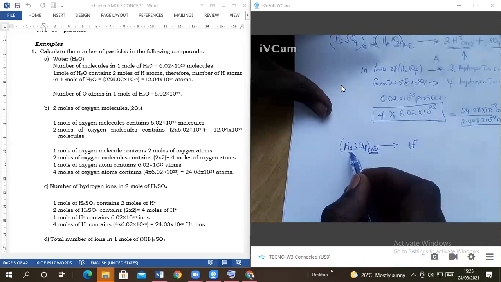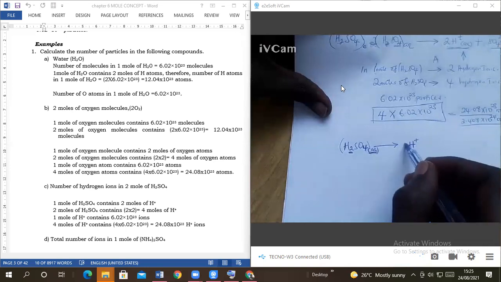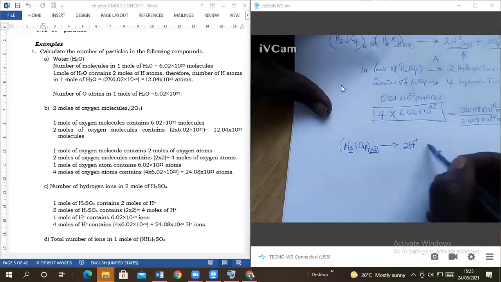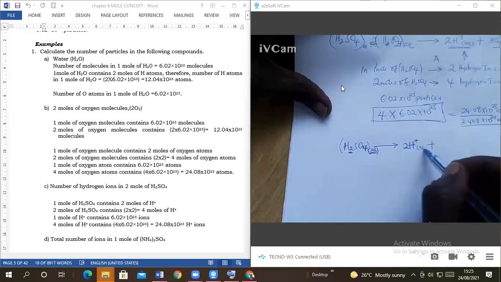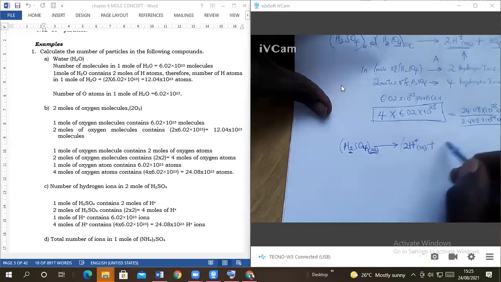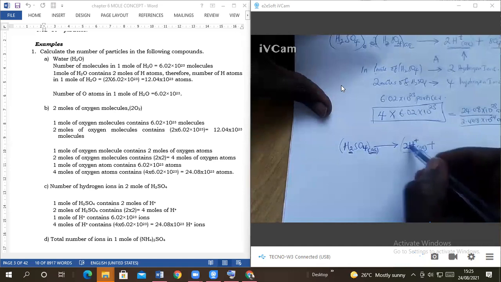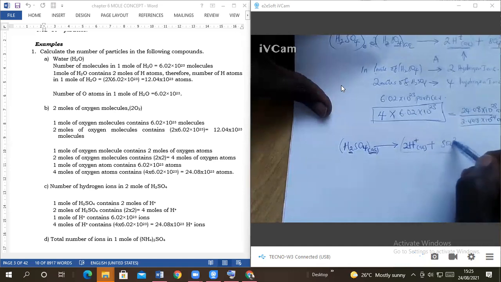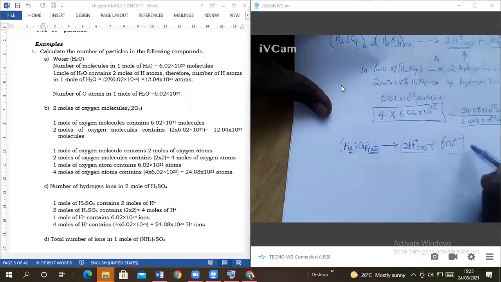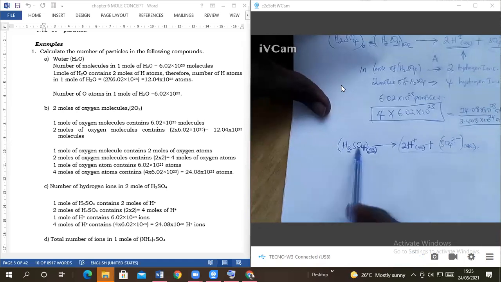So we can't write these, 2 here. We put it behind. 2 hydrogen ions, plus this one is in aqueous state. Now, this one is in water. In water, we shall see 2 hydrogen ions and a sulfate ion, which is SO4 2 minus. This one will also be aqueous. That is what we have in sulfuric acid.